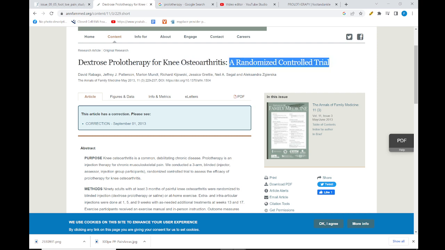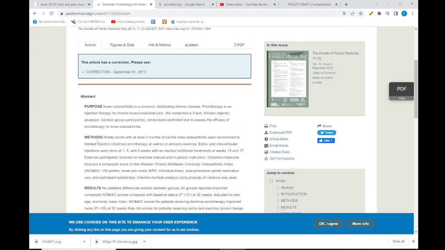What a randomized controlled trial means is that the patients didn't know if they were receiving the real treatment or the false treatment, and they were randomized, and there was also a fake treatment. It pretty much means that some people were blinded to even getting the injection, and some were receiving the injection, but no one knew what they were receiving, so there was no bias in reporting the outcomes. And this had 90 adults with at least 3 months of knee pain that were randomized to blinded injection.